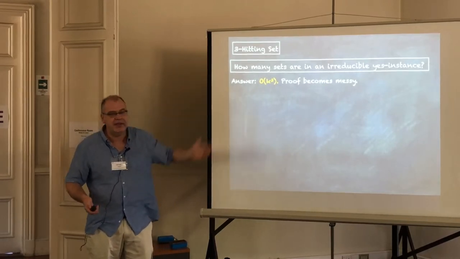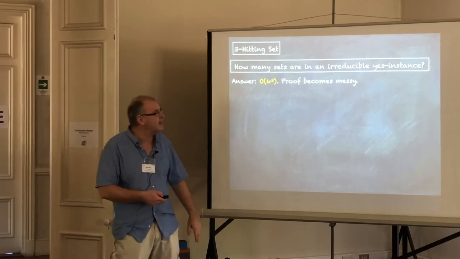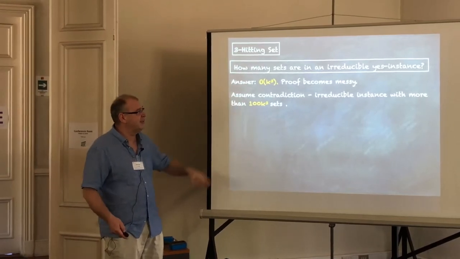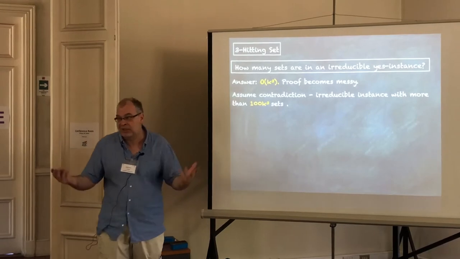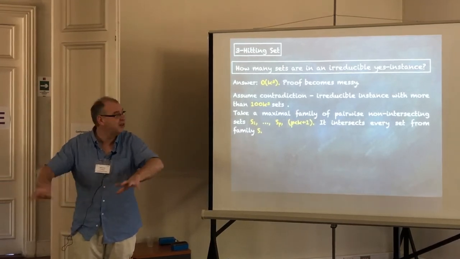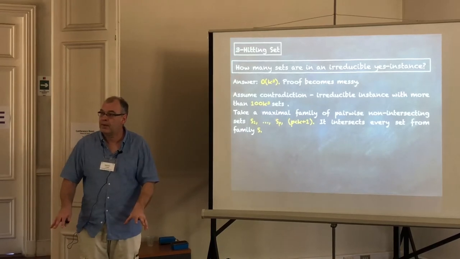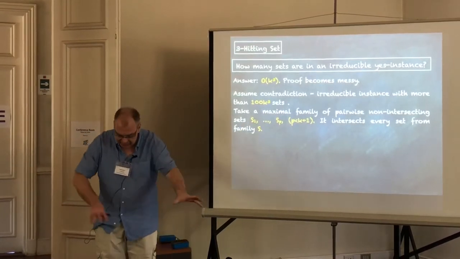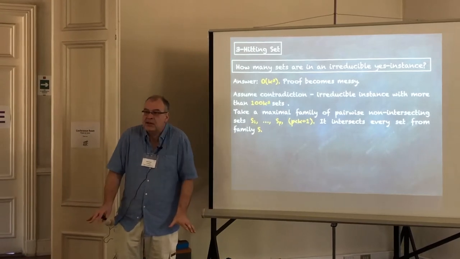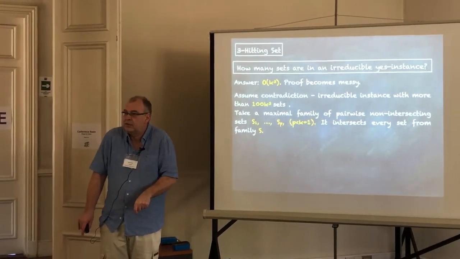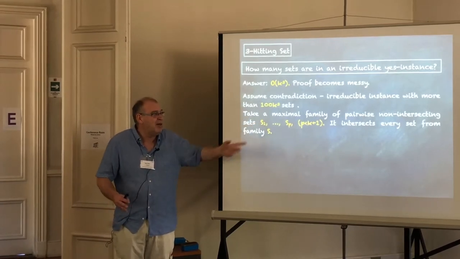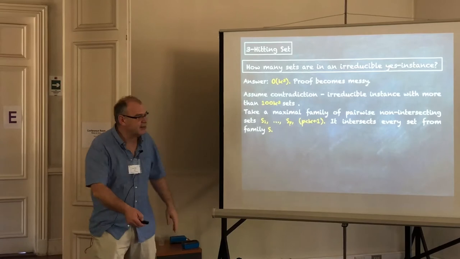So once again, I have a reducible instance, and I want to estimate how many sets are in it. I claim that it's something of order k cubed. Why? Suppose I have an irreducible instance with more than 100 k cubed sets, where 100 is just some big number. Then I take a maximal family of pairwise non-intersecting sets. First of all, I claim that the size of this family should be at most k plus 1, because if I have more than k plus 1 non-intersecting sets, to hit each of them I need another vertex, so I need at least k plus one vertices. Then I can say no for sure, right? This is not a yes instance.